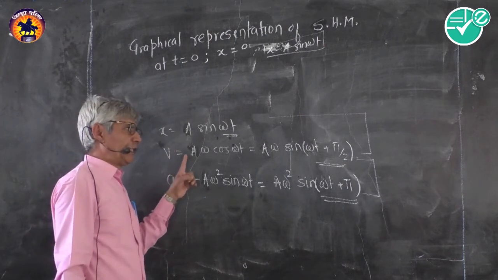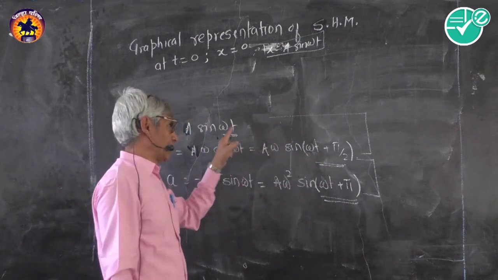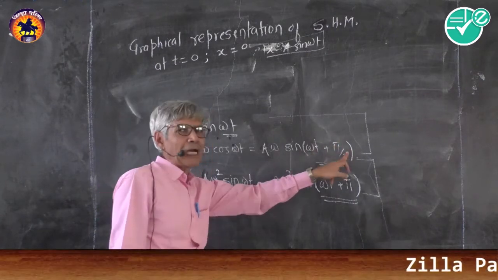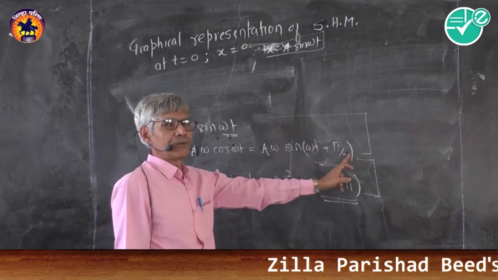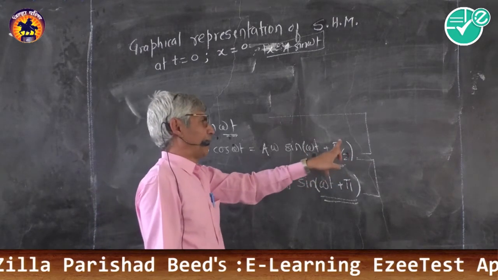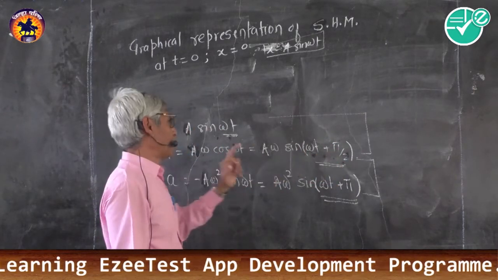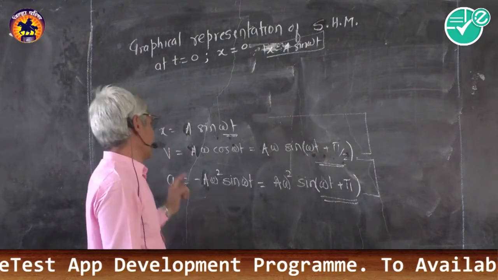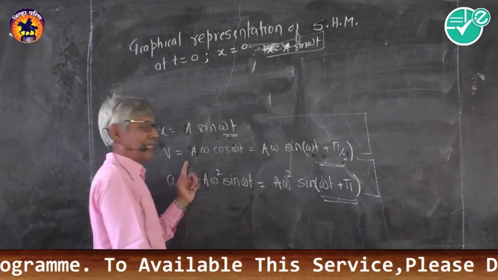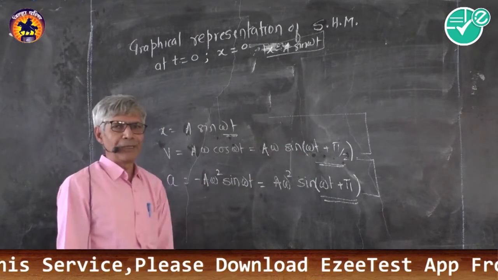And linear velocity leads the linear displacement by a phase angle of pi by 2. Right? Because the phase angle is omega t for x and it is omega t plus pi by 2 for the v. So this phase angle is additional, pi by 2. So velocity leads the displacement by a phase angle of pi by 2, or we can say that the displacement x lags behind the linear velocity by a phase angle of pi by 2.